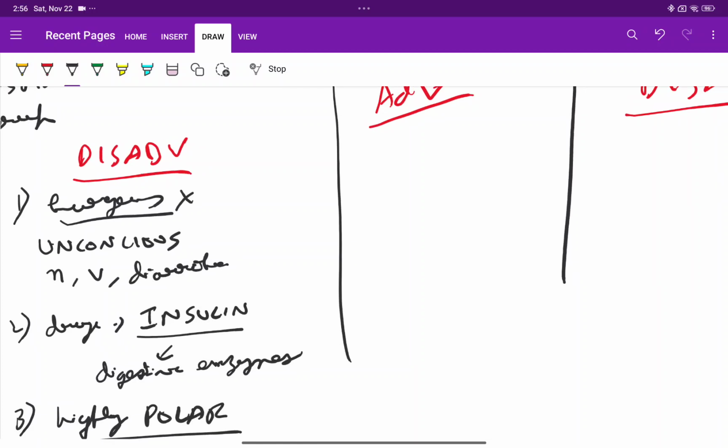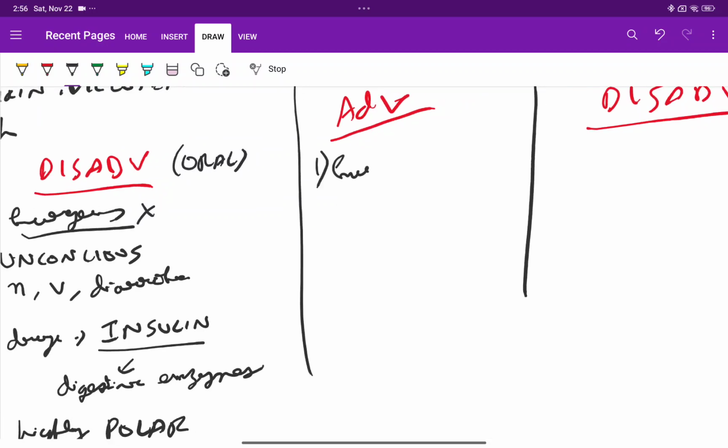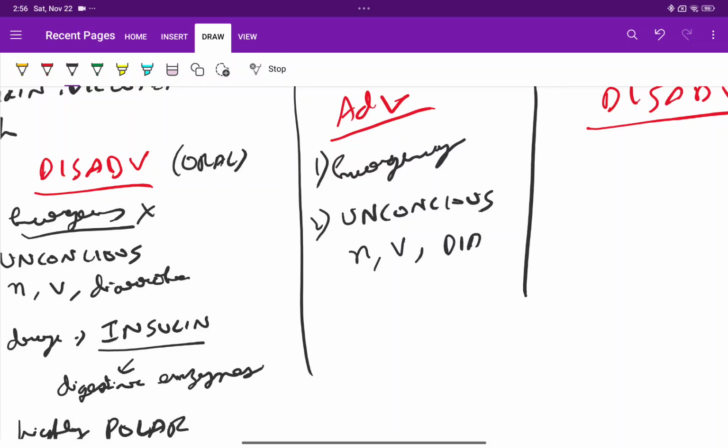See, it can be given in the emergency situation. The drug can be given in the emergency situation. Can be given in the unconscious patient. Can be given in the patient having severe nausea, vomiting, diarrhea, where absorption of the drug orally is reduced. Then it has quick onset of action.